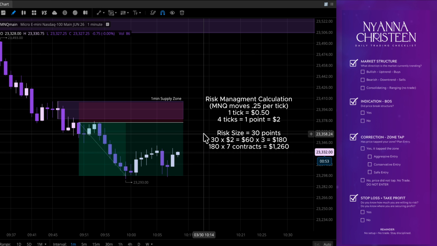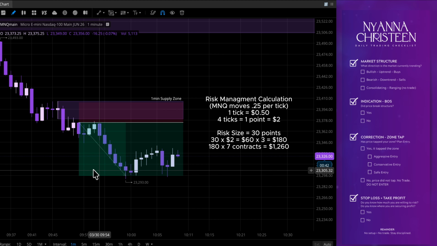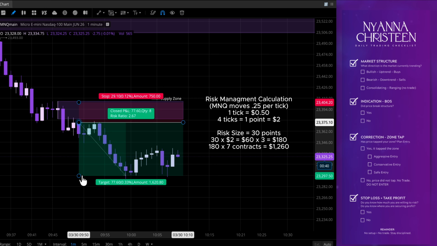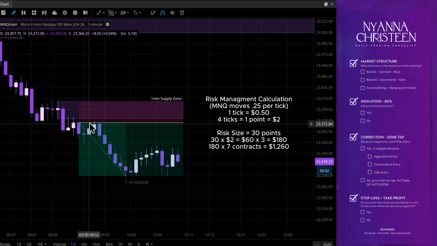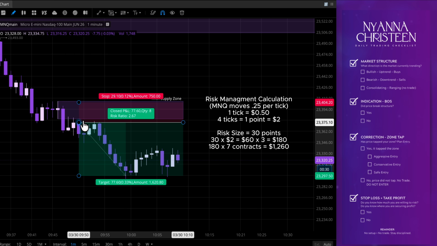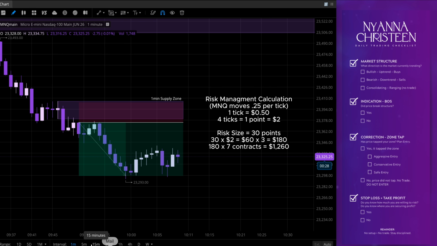But I aimed for a 1-to-3. So that's 180. And I put in 7 contracts. So if I would have stayed for the full 1-to-3, that's potentially how much I would make minus the fees. So that's how you calculate your risk management. But like I said, I seen how small the zone was, and I did it on the 1 minute, so I knew it wasn't much at all.